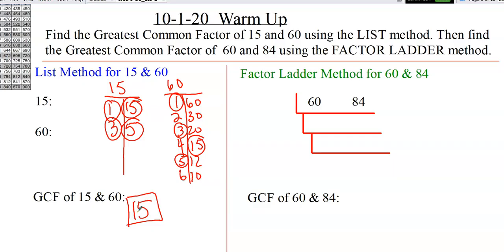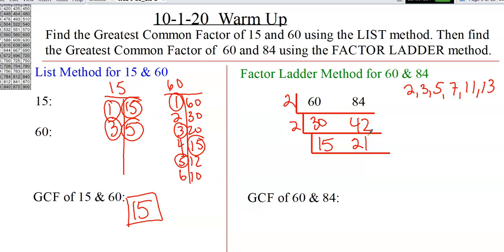Now I'm going to do the factor ladder method, but before I do, remember I always write down the 3, 5, 7, 11, 13. I write down all my prime numbers. And then I start dividing by one of these prime numbers. It's easiest, if they're even, to just go ahead and start dividing by 2. 60 divided by 2 is 30. 84 divided by 2 is 42. Divide by 2 again, and the 15 goes inside. And then 42 divided by 2 is 21.